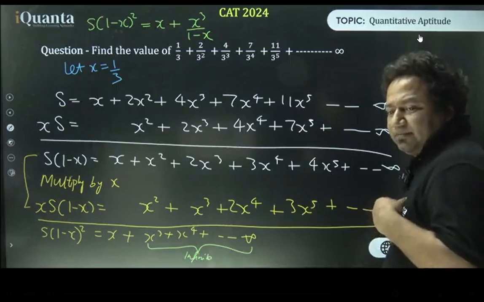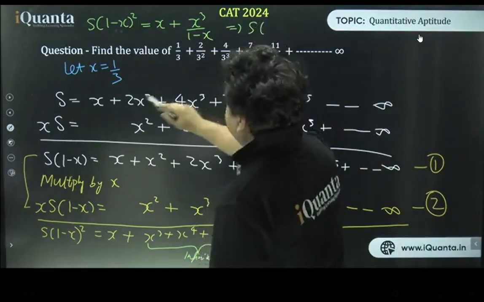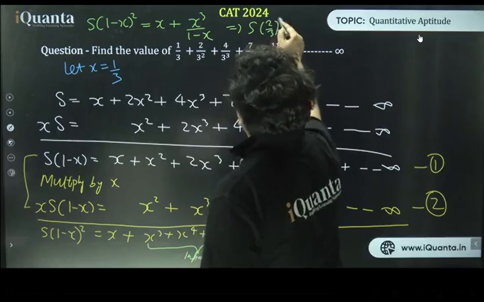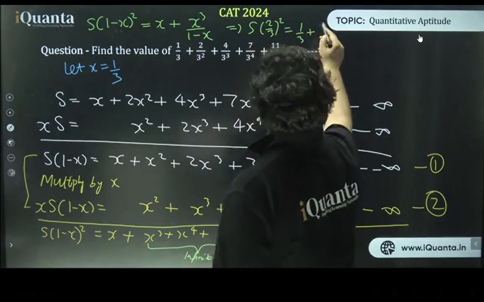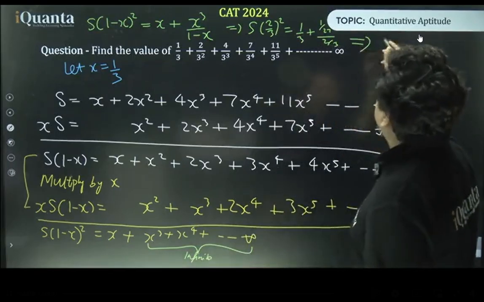There is nothing left to do after this. Let's put x equal to 1 by 3 everywhere and get the answer. So s times 1 minus 1 by 3, which is 2 by 3, its square is equal to 1 by 3 plus 1 by 27 upon 2 by 3. You can solve it. I don't have enough space. I think you guys are solving it.